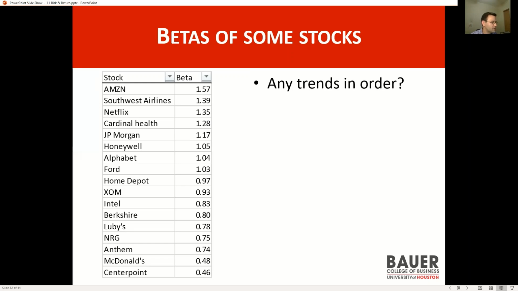Home Depot is about a beta of 1. When the economy is doing well, you do more home repairs, but maybe you don't scale up and down quite as much as you would with Southwest or Amazon. Okay. We have some restaurants down at the bottom, Luby's and McDonald's. We know that they have some systematic risk, but it's not particularly high. It doesn't seem like that's the first place people go to cut is their spending at Luby's.